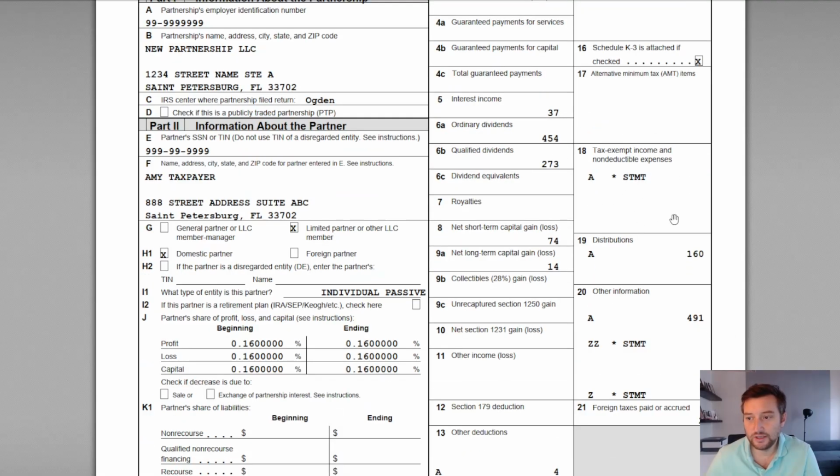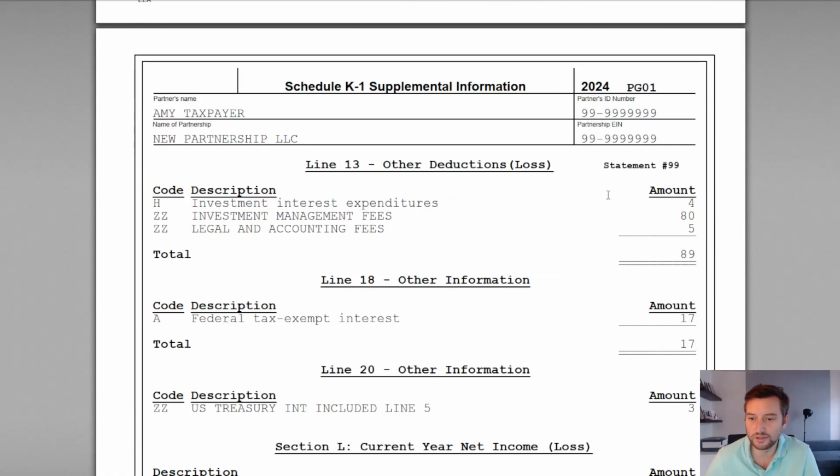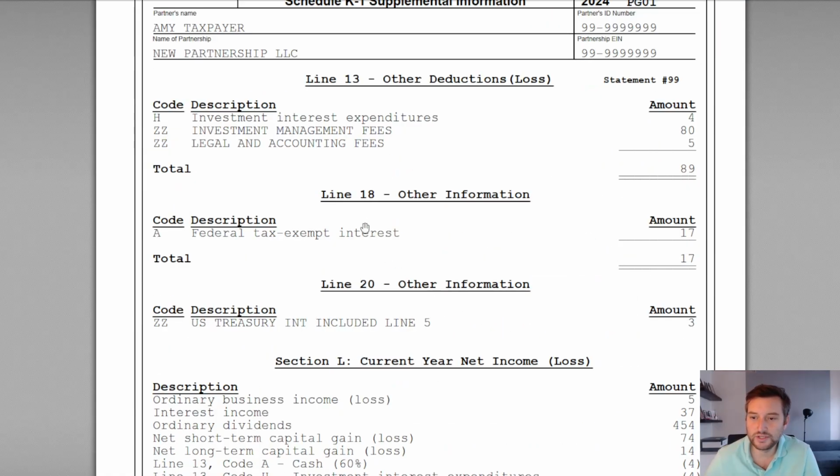Line 18A for tax exempt income and other non-deductible expenses. So again, this is another C statement, so it wants us to look at the supplemental information. So we look down at line 18 here and we see code A, federal tax exempt interest, and it's an allocation of $17. All right. Now, where does that get reported on the return?